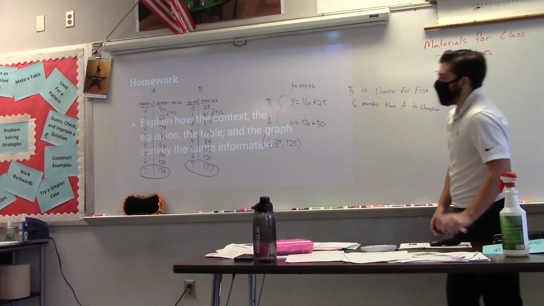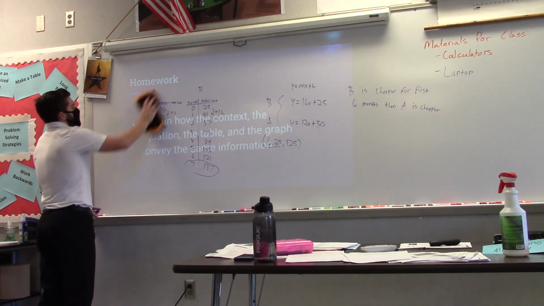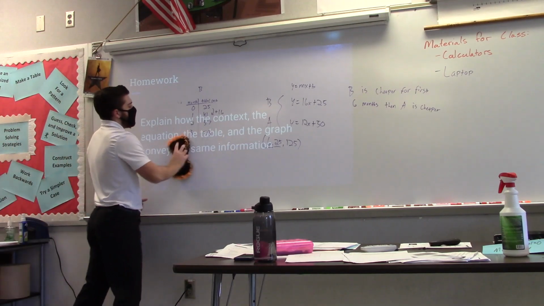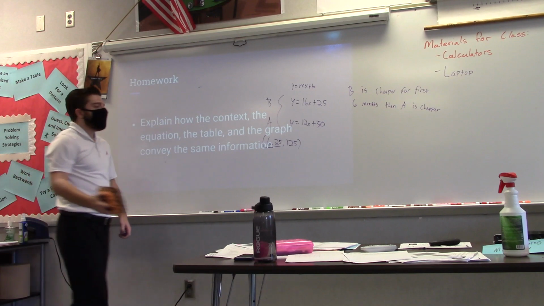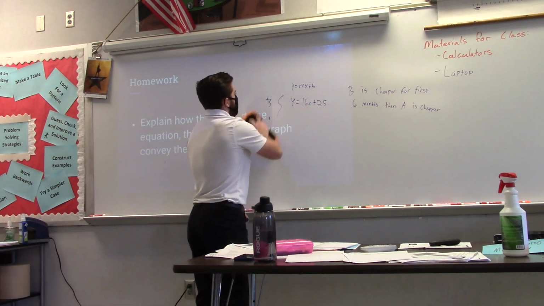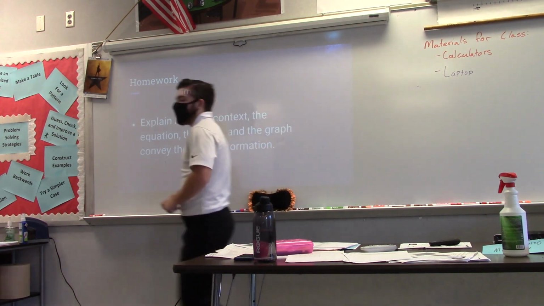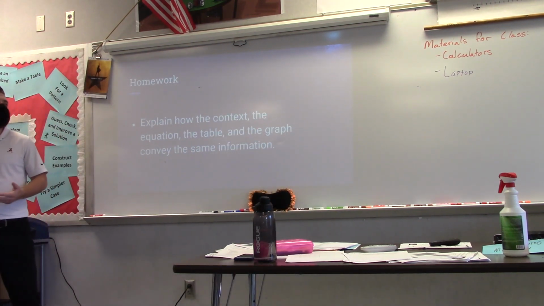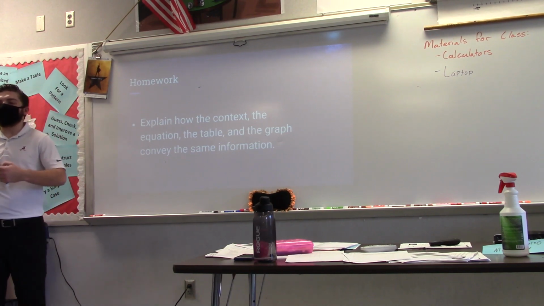For homework, if you haven't already finished, I just want to make sure that on this task, you explain how the context, equation, table, and graph all convey the same information. They all tell you the conclusion that we've come to. So on your sheet, explain how the table, the graph, the context, and the system of equations all convey the same information to you.